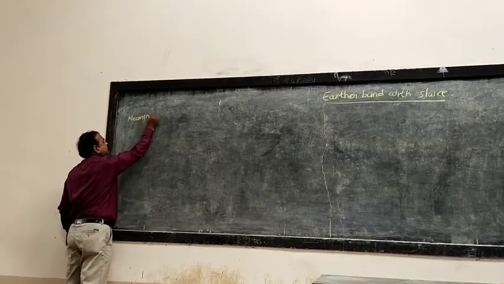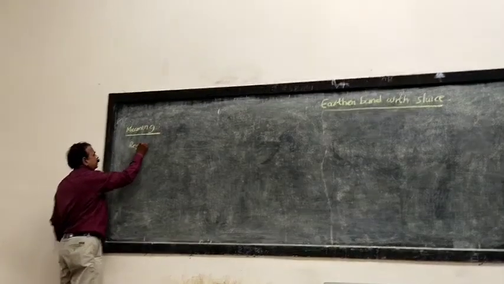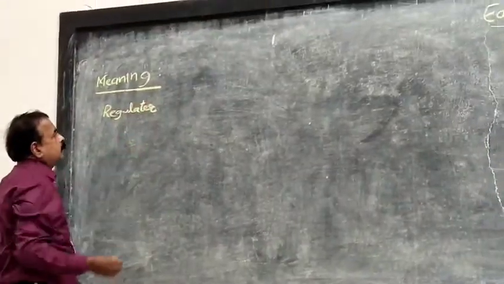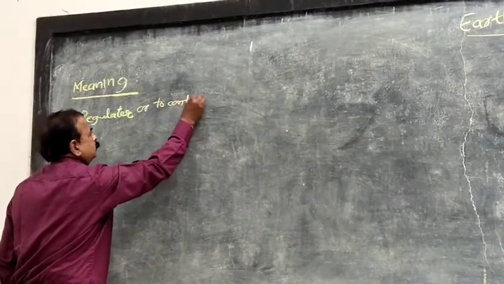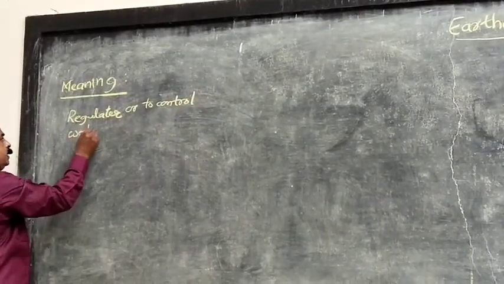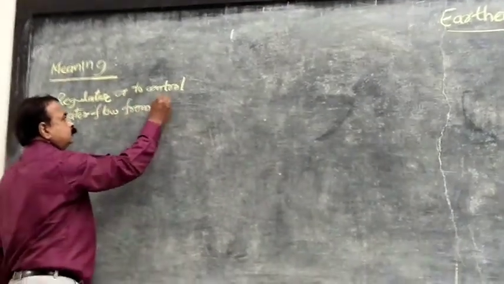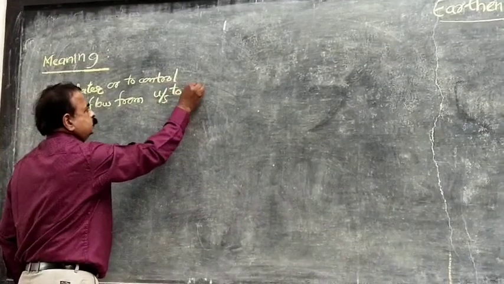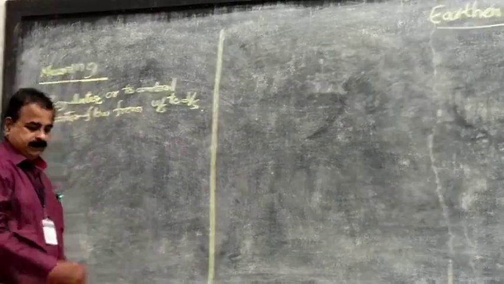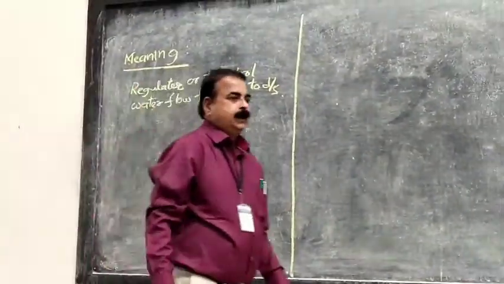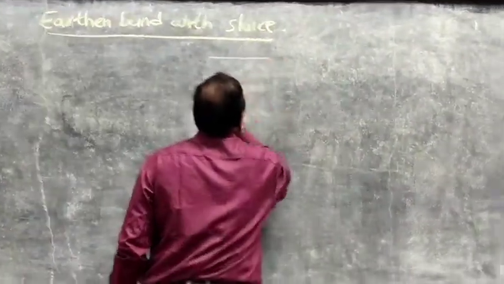Meanings. Remember here the meaning is, we remember the simple way, regulator or to control water flow from upstream to downstream. And remember here, it contains an earthen bund.